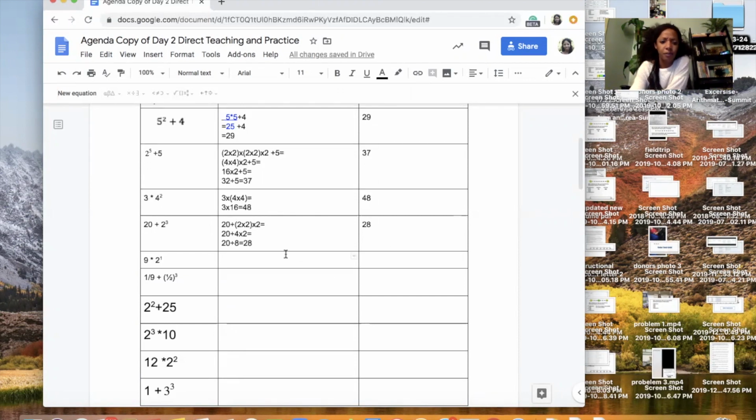All right, so our next problem is 9 times 2 to the first power. Can you guess what 2 to the first power equals? You got it. It equals 2. And we know 9 times 2 is 18. So we have 18 as our answer.